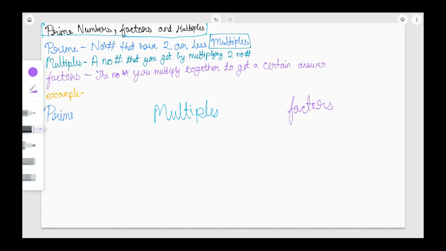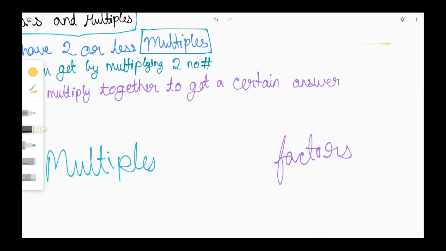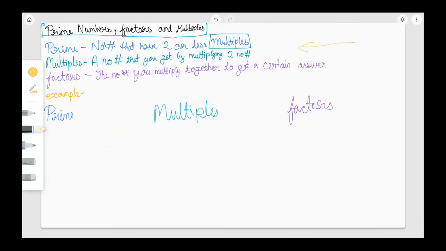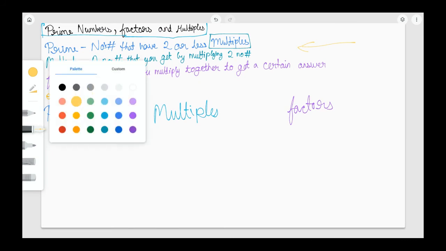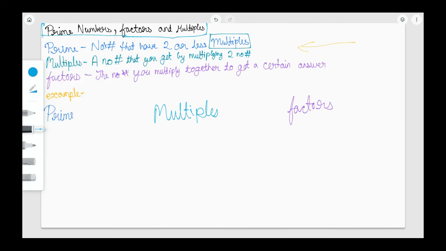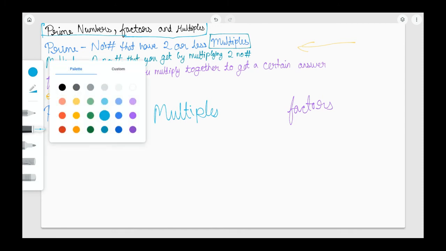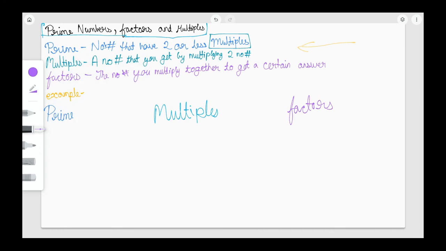Example. Now I know when I write all this stuff, you wouldn't really understand what I'm saying. So that's why I'm going to be doing some examples for you guys. So prime numbers, I'm going to be doing that in the end since there's a little more to it. So let's start with multiples. Actually no, let's start with factors, because that's how it usually goes, and my explanation starts with factors. So let me start with the multiplication question.